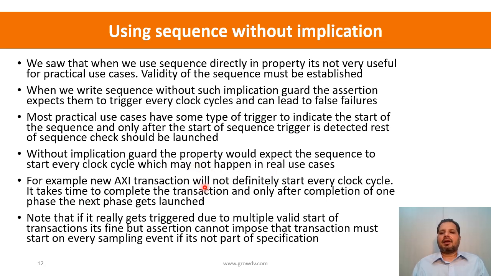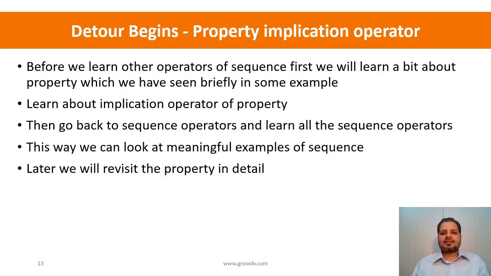For example, an AXI transaction will not start on every clock cycle. It takes some time to complete a particular transaction and then start the next transaction or next phase of the transaction. We cannot put a restriction that the transaction must start on every sampling event unless it's a part of the specification. So we need a guard condition to write useful properties which can be used in assert.